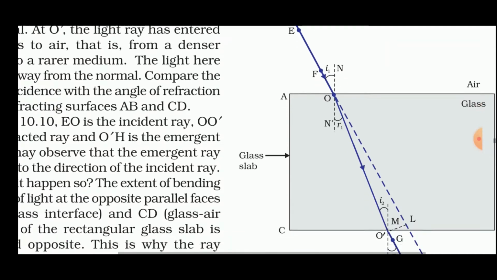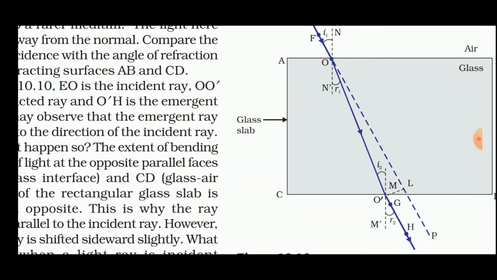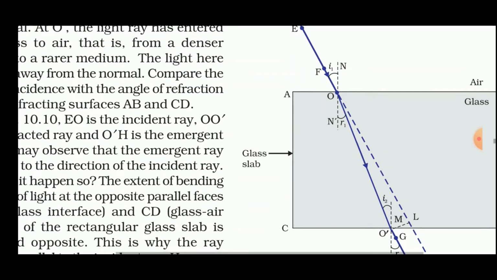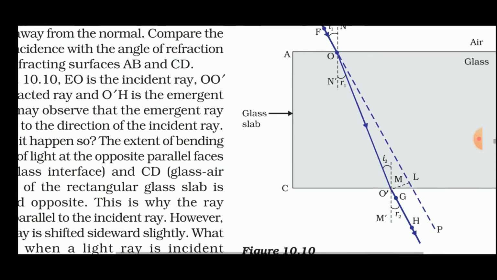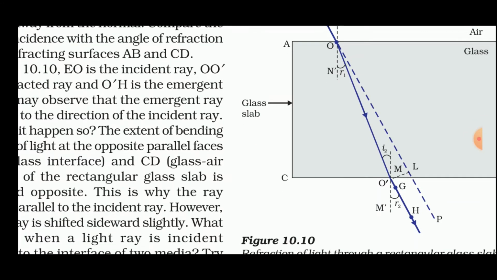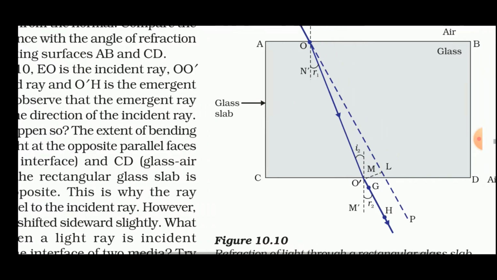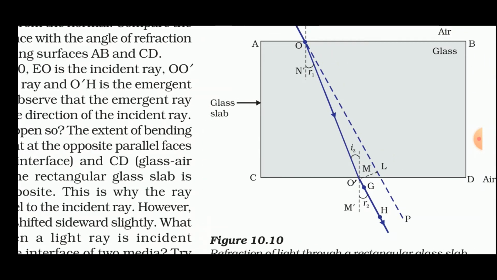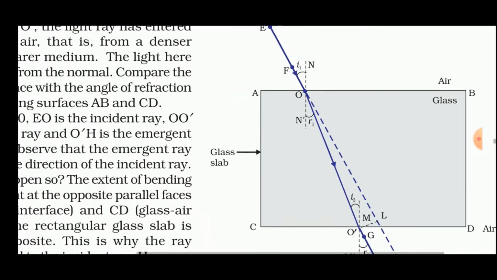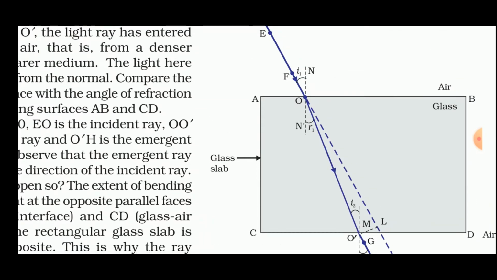After that, what you do is, through the other side of the slab, try to watch the images of the 2 pins placed at E and F, and accordingly place 2 pins G and H on this side CD of the glass slab. After that, remove the glass slab, and here also draw the perpendicular. Now join the points O and O dash.